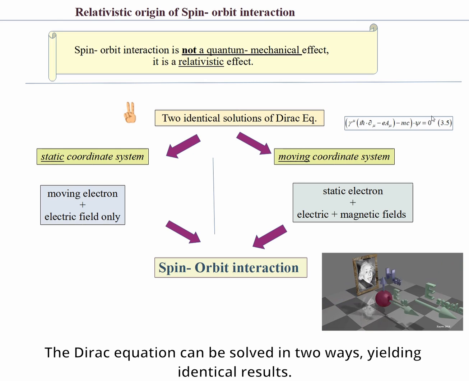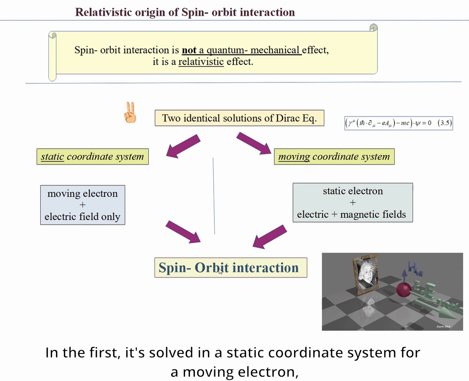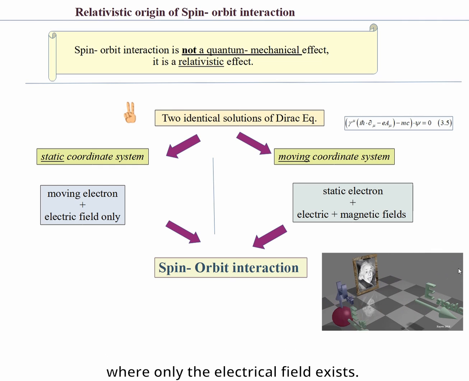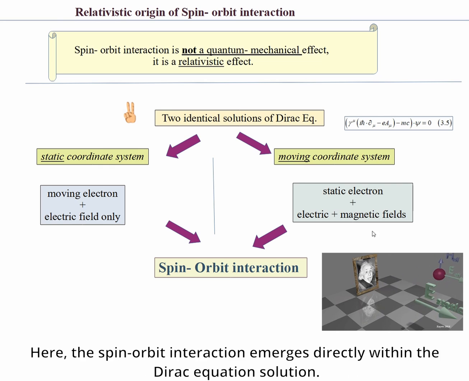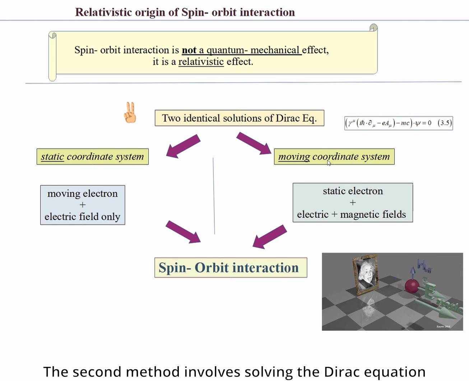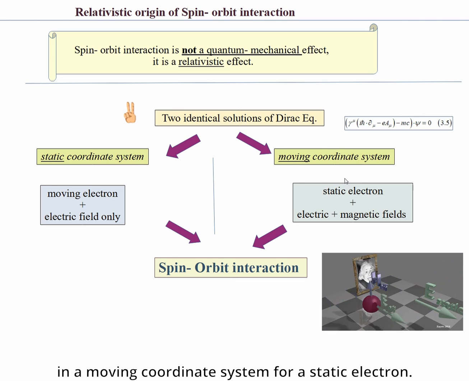The Dirac equation can be solved in two ways, yielding identical results. In the first, it's solved in a static coordinate system for a moving electron, where only the electrical field exists. Here, the spin-orbit interaction emerges directly within the Dirac equation solution. The second method involves solving the Dirac equation in a moving coordinate system for a static electron.